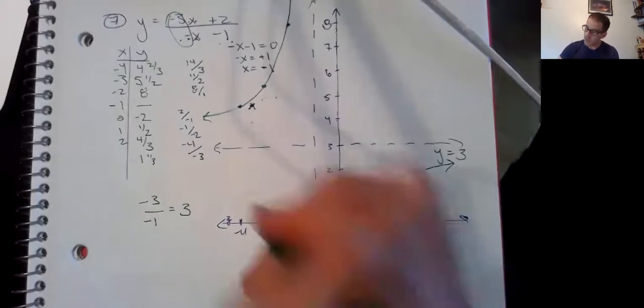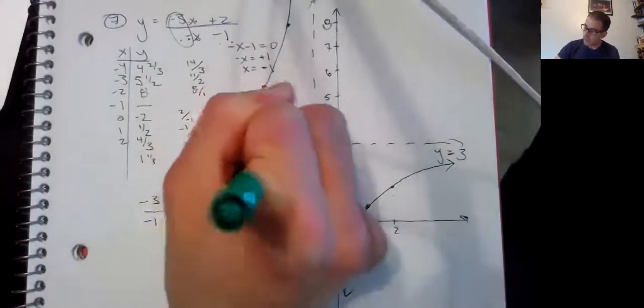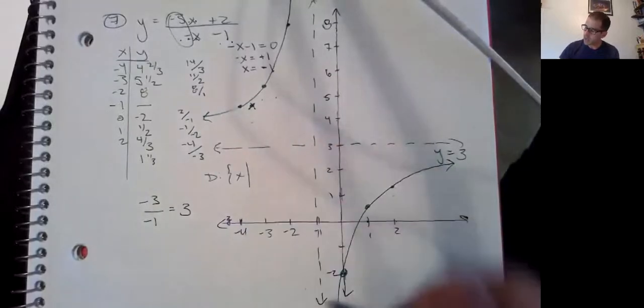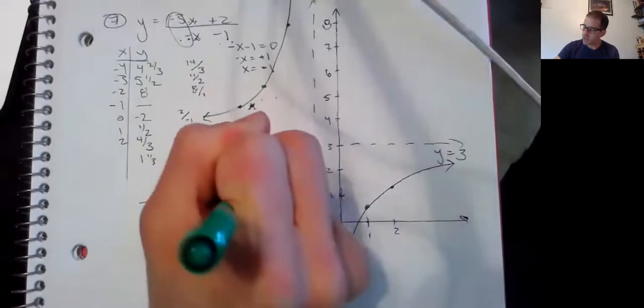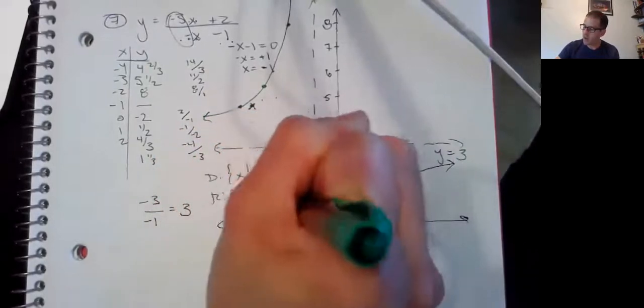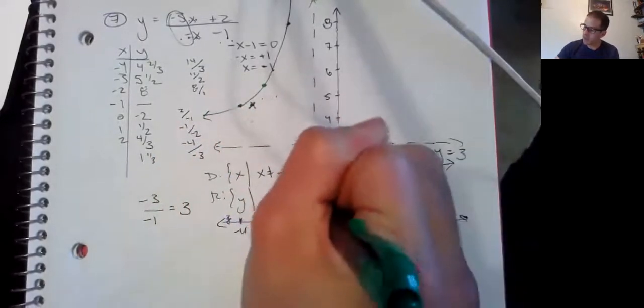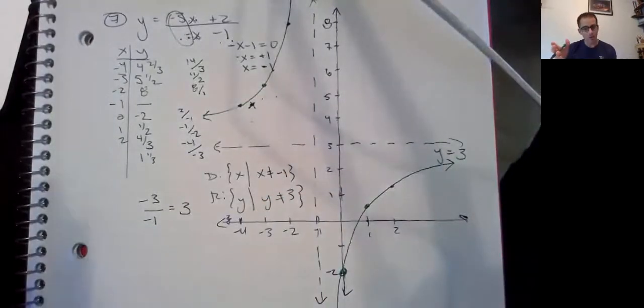Oh, domain and range. What's our domain? X such that X doesn't equal -1. What's our range? The Y's, such that Y doesn't equal, what did we figure out? 3. Okay, there are more videos to come. It's all graphing. It takes time. If it takes time for me, it takes time for you. Be as neat as possible.